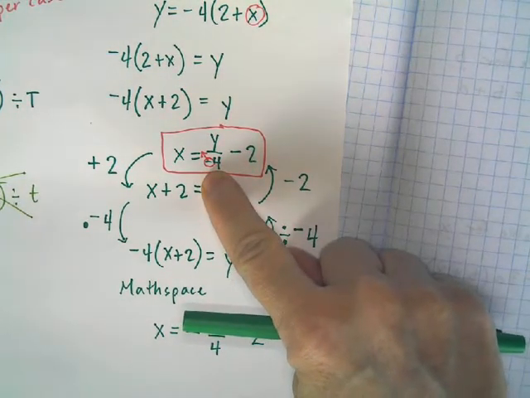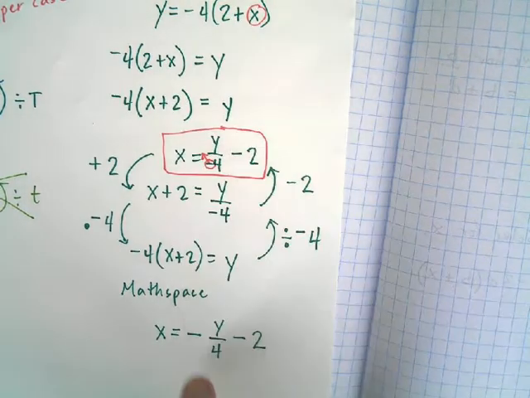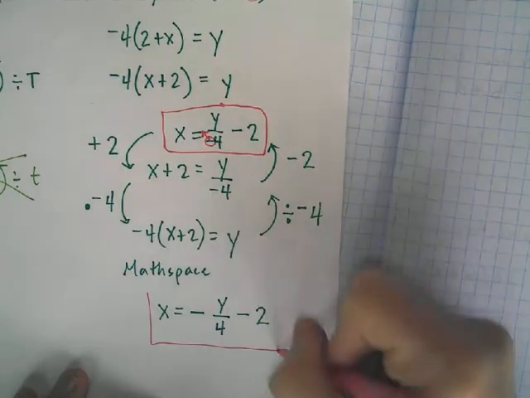Sometimes they do let you write it like that, but for some reason on this assignment they want you to put the negative right here. So this would be your final answer for Math Space.